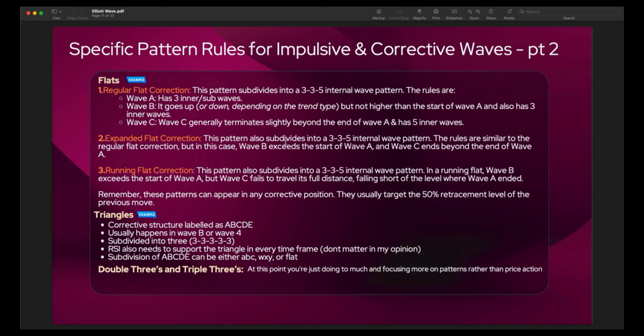Remember, these patterns can appear in any corrective position. They usually target the 50% retracement level of the previous move. So let me show you another example of how this looks.